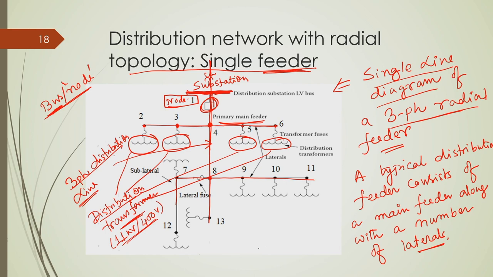Now, this symbol shows a fuse, which is the protection arrangement for this particular transformer. If there is any fault beyond that, this fuse may blow out and isolate the distribution transformer, so that there will be no problem for the rest of the circuit to operate.